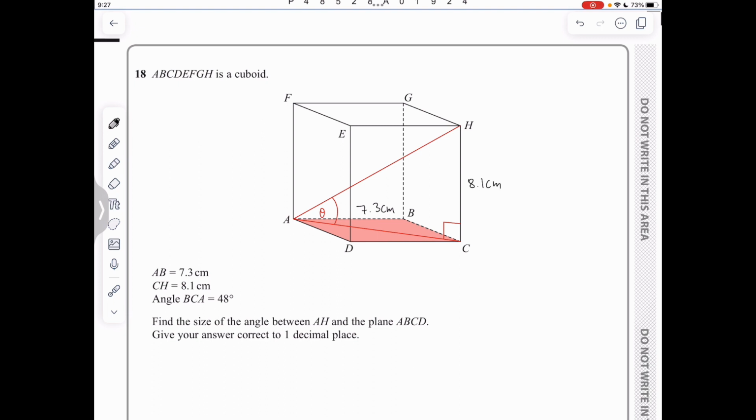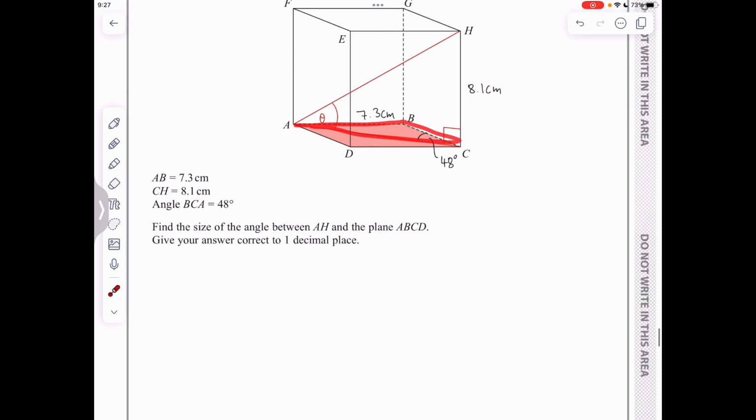Well, we've been told that AB is 7.3 centimeters and the HC is 8.1 centimeters. The angle here, BCA, is 48 degrees. So in order to find theta, we first need to find the length of AC, the diagonal here, and then we'll proceed in the triangle ACH. Now to find the length of AC, I will extract triangle ABC, which is a right angle triangle with all the information that we have. There it is. The AB is measuring 7.3 centimeters and the angle C is 48 degrees.